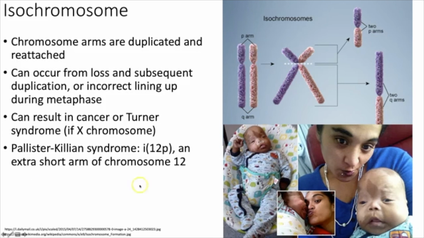There's one specific syndrome that I found called Pallister-Killian syndrome. And so you can see here, you say I for isochromosome of the 12th chromosome of the P arm. Okay, and so you have an extra P arm of the 12th chromosome, and it results in the physical manifestations that you're seeing here. Almost all of these problems end up with mental problems, but you also get interesting patterning of the skin and facial deformities.